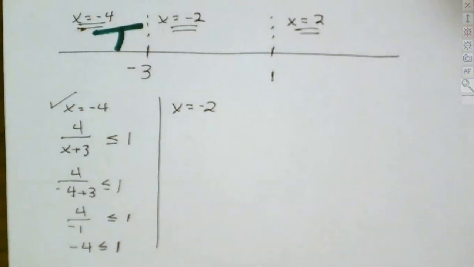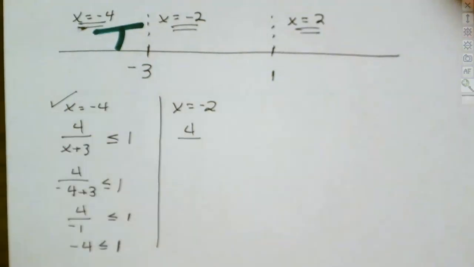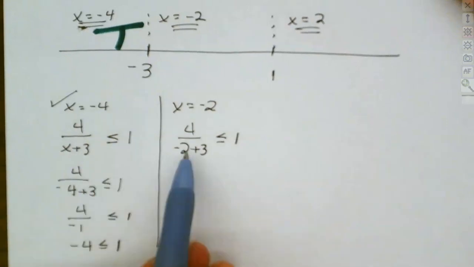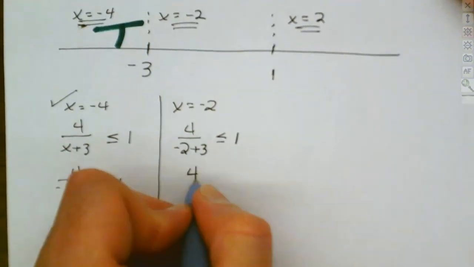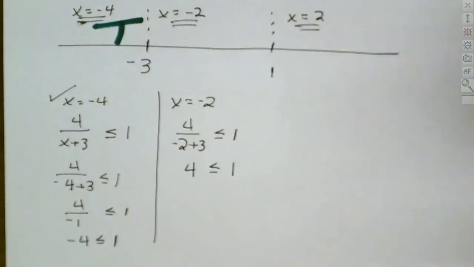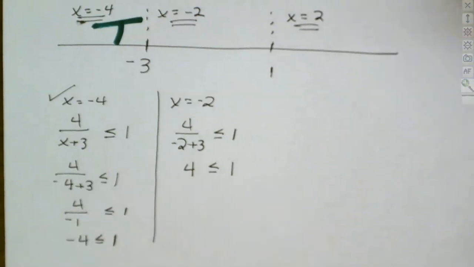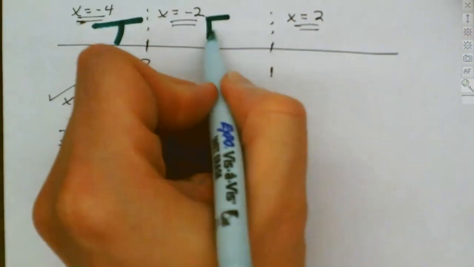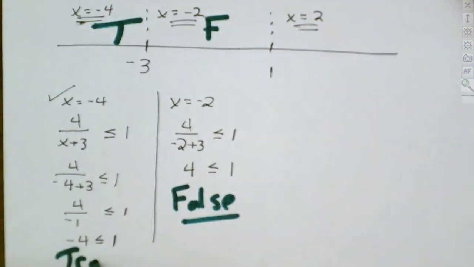-2. Okay, we're going to check back in our original again. And that's going to be 4 over -2 plus 3. -2 plus 3 is a 1. So that's going to be a 4. Now, in this case, is 4 smaller than 0? Or sorry, no, let me say it right. Is 4 going to be smaller than 1? Is that true or false? Is 4 smaller than 1? No. This would again be false. So that means that middle is false. This first one is true.